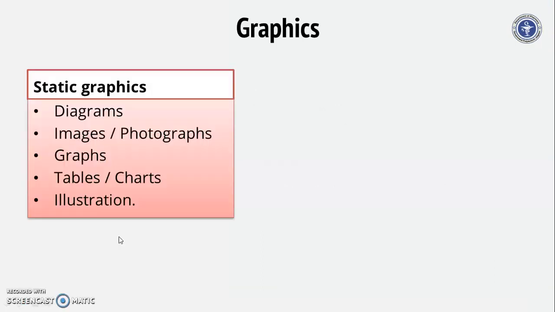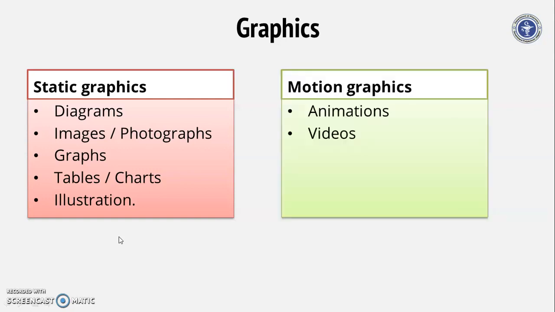There are mainly two types of graphics which can be classified. The first is static graphics, which are diagrams, images or photographs. And in motion graphics, you can see things like animation, simulations, and videos.